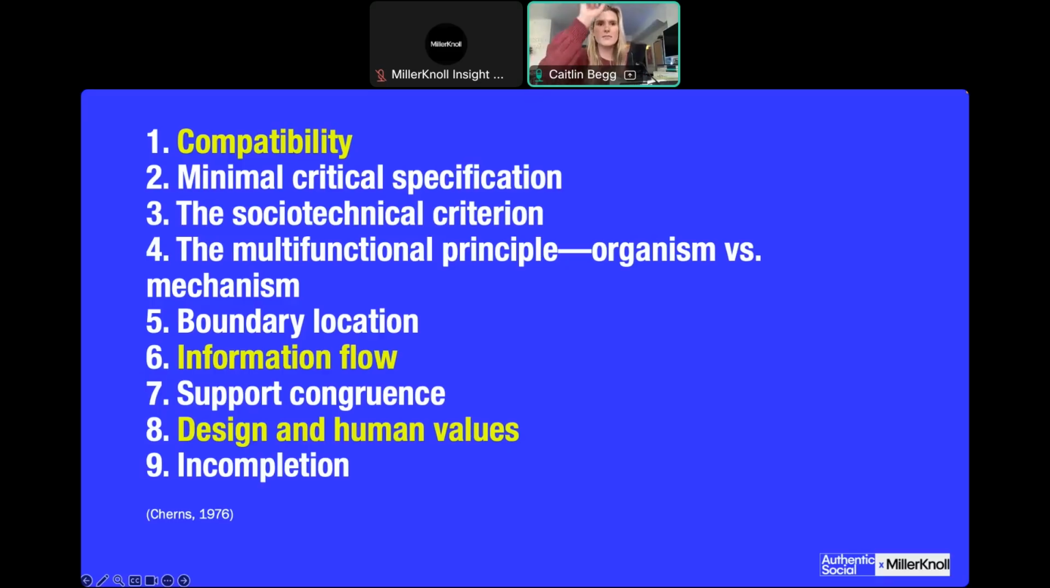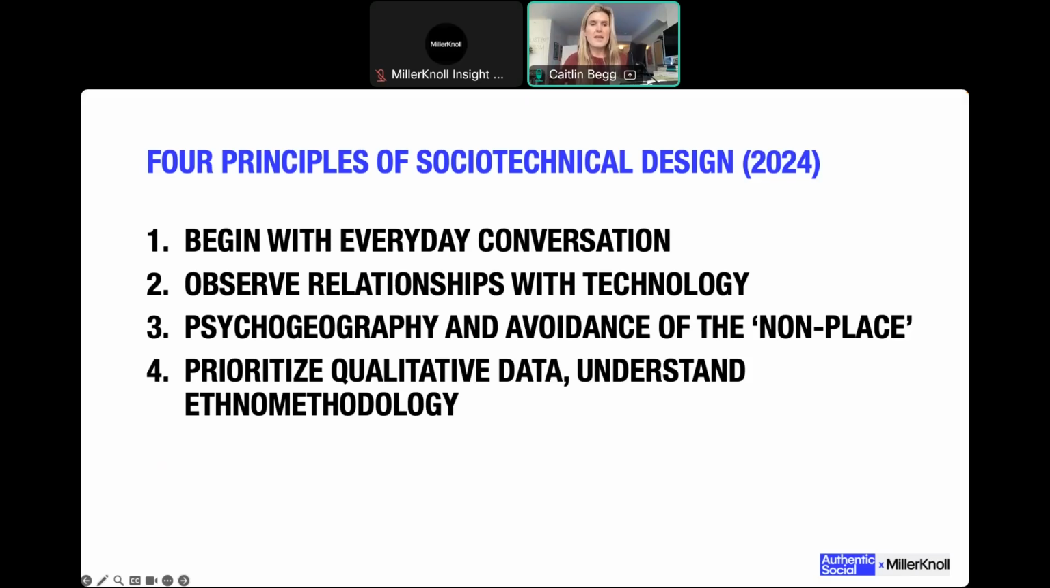So I took some ideas from a few of the points, as we can see here: the compatibility, the information flow, the design and human values. Over the last 10 years of work and research, I have developed 4 principles of socio-technical design. We'll get into these a little more in the presentation, but from a big picture level, it starts with everyday conversation.